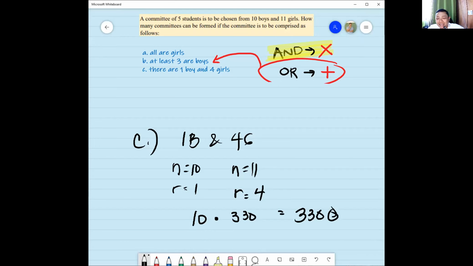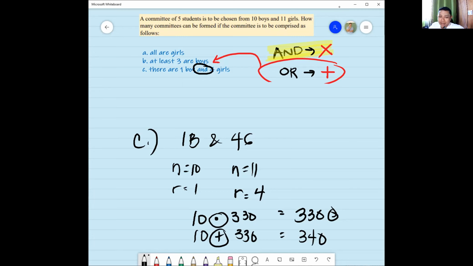One of our classmates added instead of multiplying. Look at this. One of our classmates sent me 340 ways. Instead of multiplying, they did 10 plus 330, so they ended up with 340. Is this correct? Why should it be multiplication and not addition? Type your answer in the chat box. Look at your condition. It's and. And if you are talking about and, what operation should you use? That is multiplication. Take note of that.